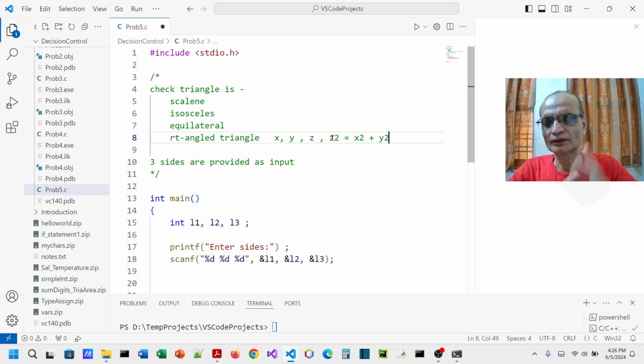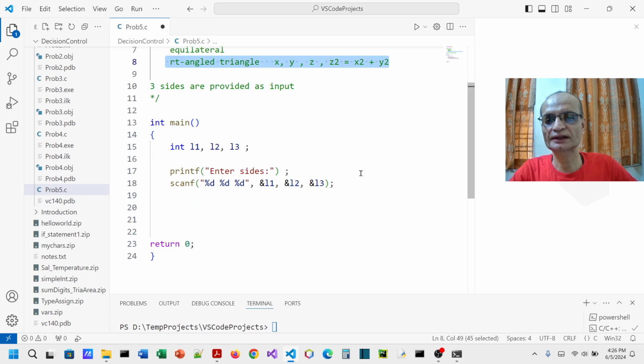That is essentially the diagonal I am talking about. Of the three sides, z is the larger side. So the larger side square is equal to the sum of squares of the other two sides. That is a right angle triangle, and this is a little tricky. So we will solve all these things now.